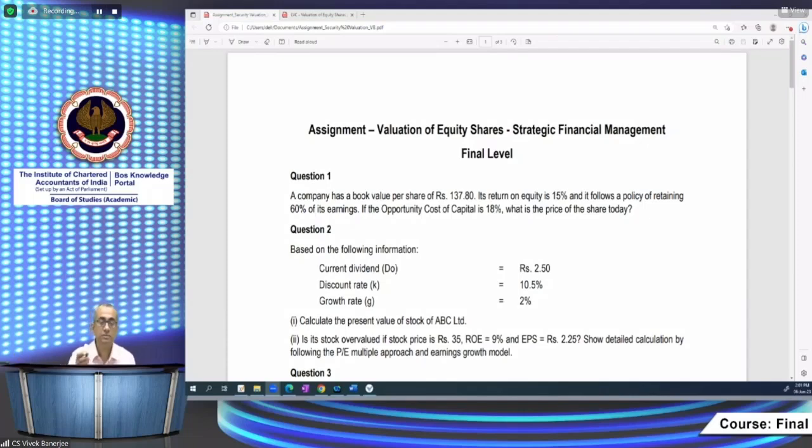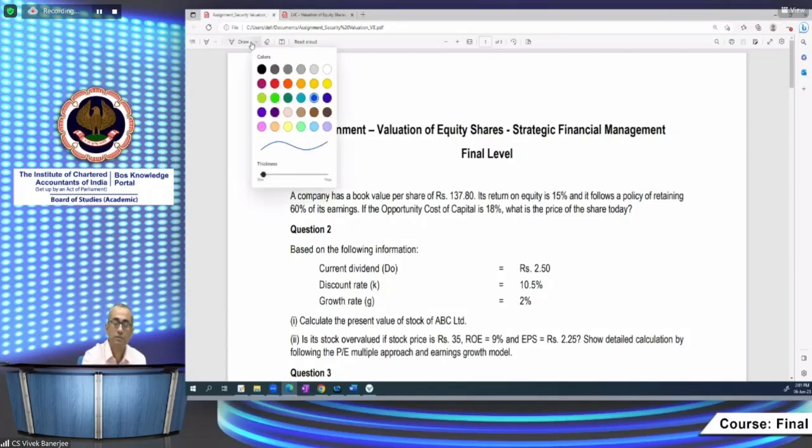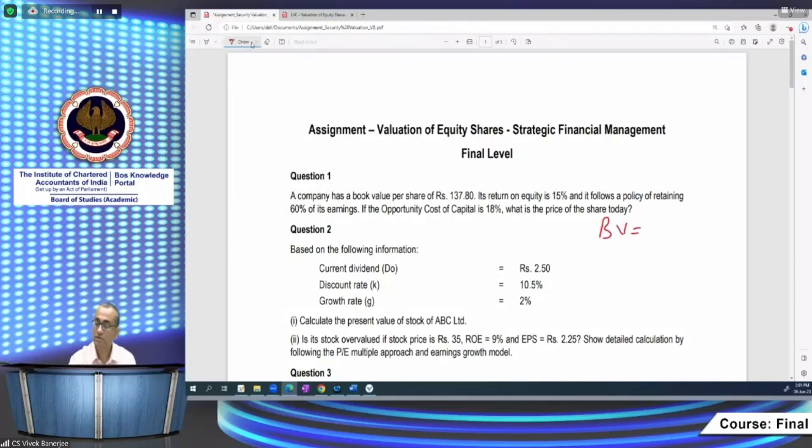The company has a book value. Book value is also called the net worth, and it is also called the equity. So return on equity 15% is there, and book value per share is there. So by this you can calculate the EPS, that is, earning per share.